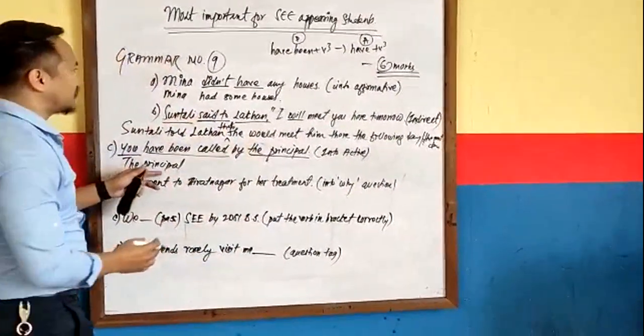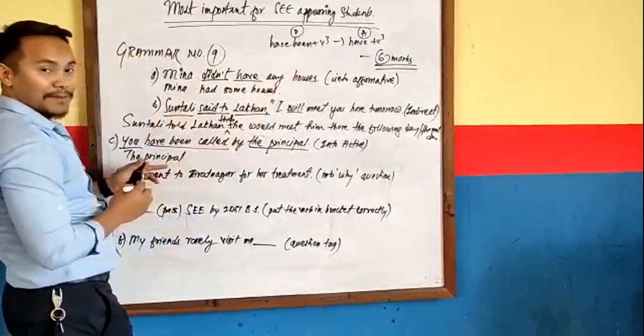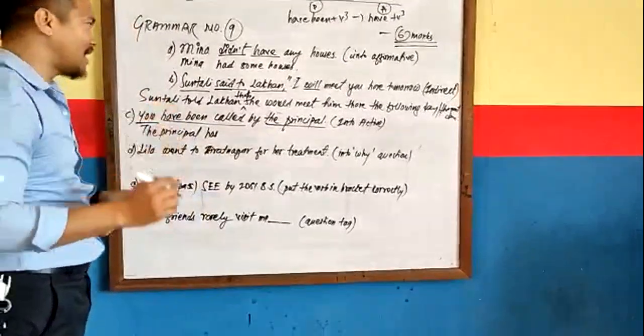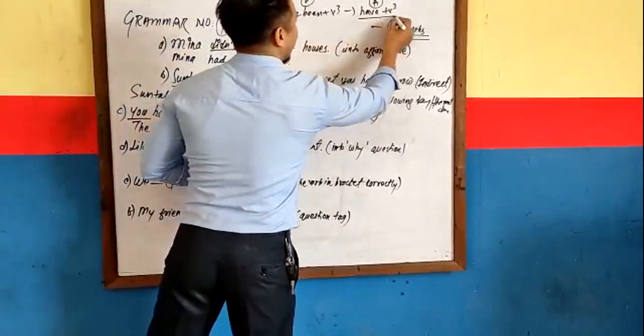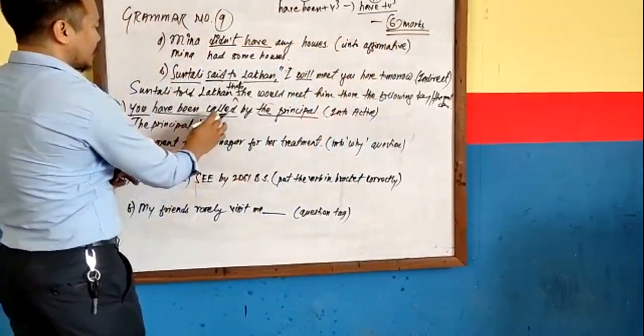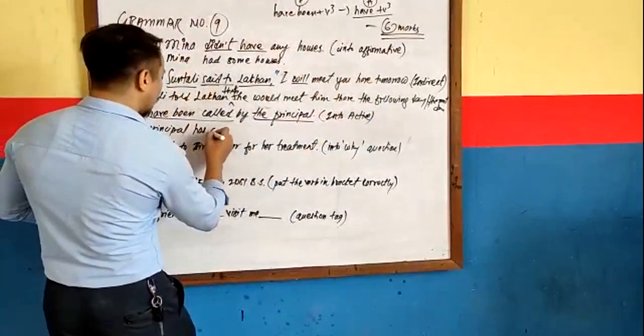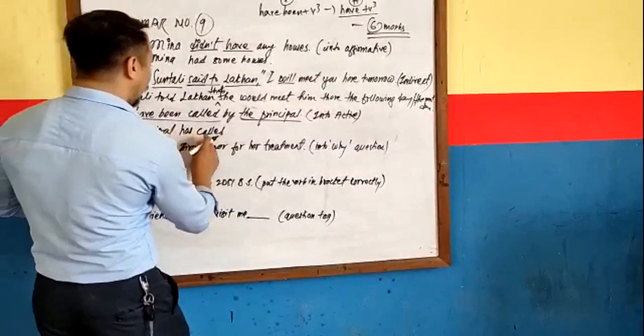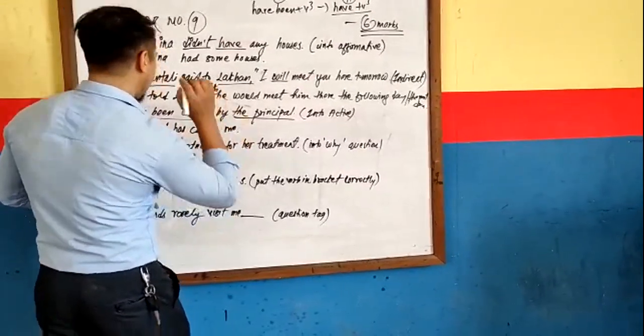So here the principal, since the principal is singular, we use verb 5, that is has, and after has we use verb 3. Verb 3 of called is again called. So you say the principal has called, you is me.